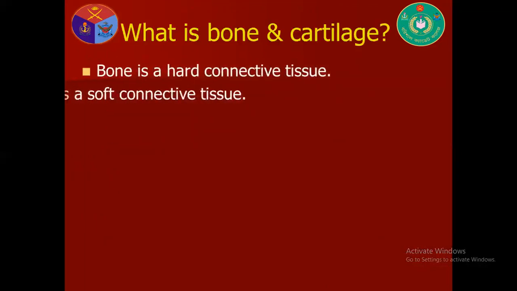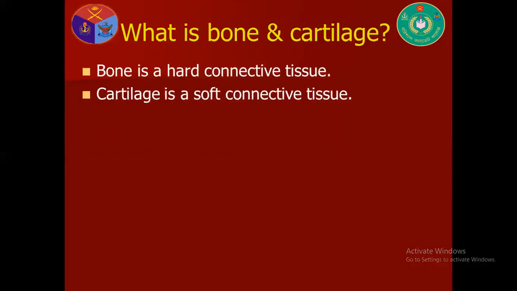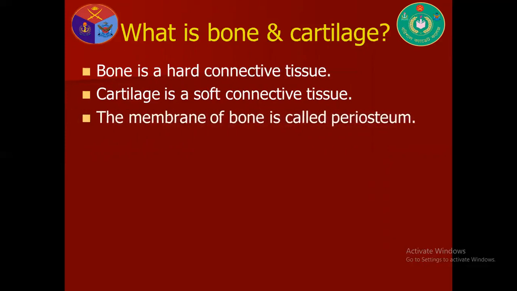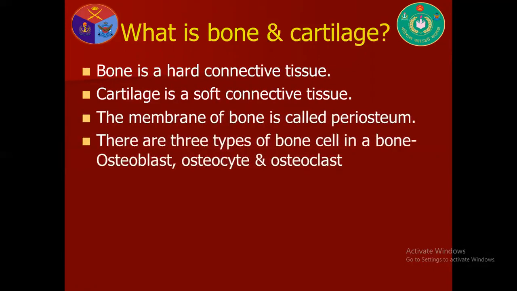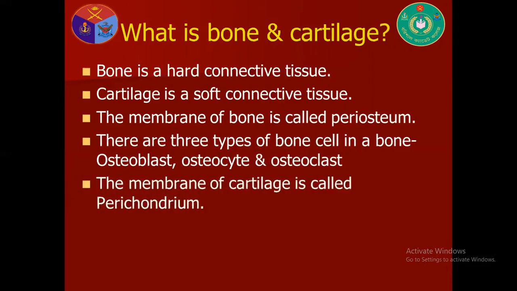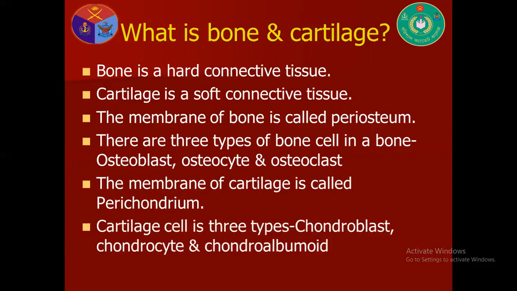Now, what are bone and cartilage? Both are connective tissue, but one is soft and the other is hard. Bone is a hard connective tissue and cartilage is a soft connective tissue. The membrane of bone is called periosteum. There are three types of bone cell in a bone: osteoblast, osteocyte, and osteoclast. The membrane of cartilage is called perichondrium. Cartilage cells are of three types: chondroblast, chondrocyte, and chondroalbumoid.